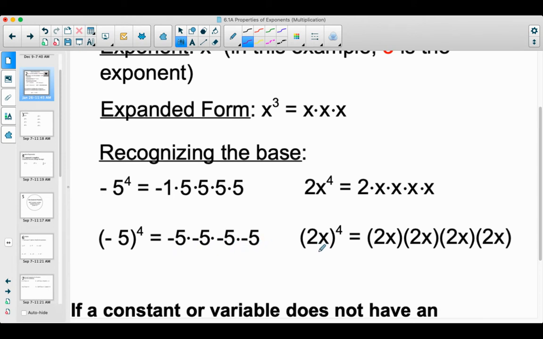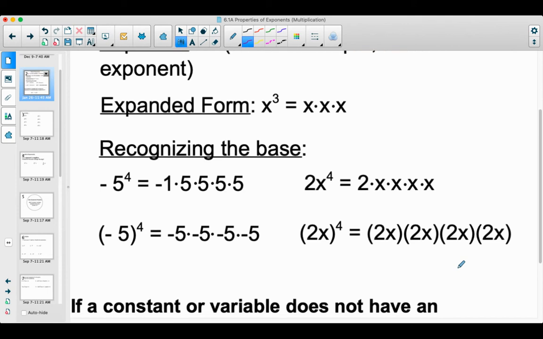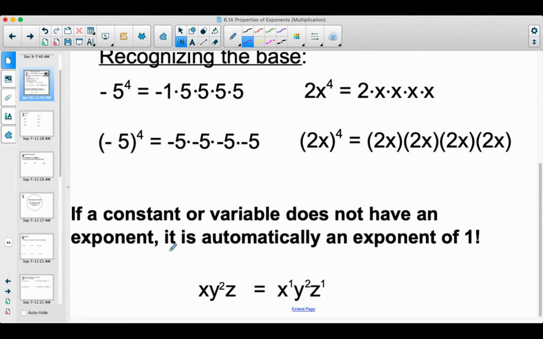And then same thing here. When I have 2x and the whole thing is in the parentheses raised to the fourth, then all of that is being multiplied. And then just remember, if you don't have an exponent, that exponent is 1. So when we see x, y to the second, z, that's the same thing as saying x to the first times y to the second times z to the first.